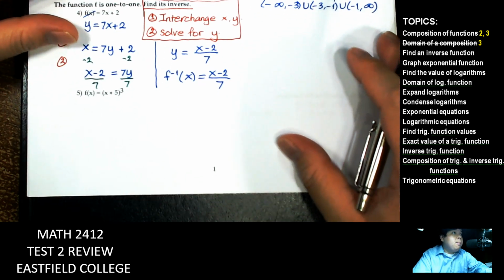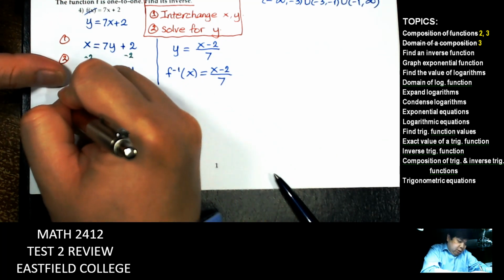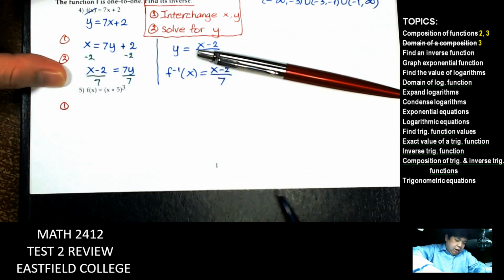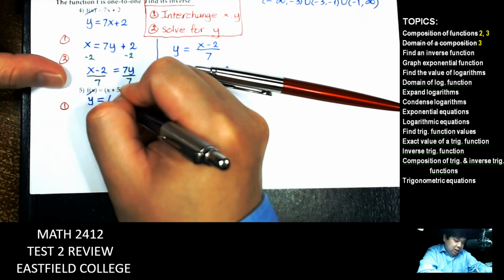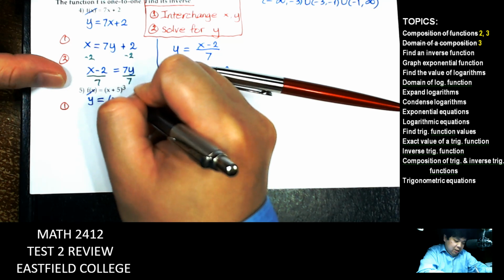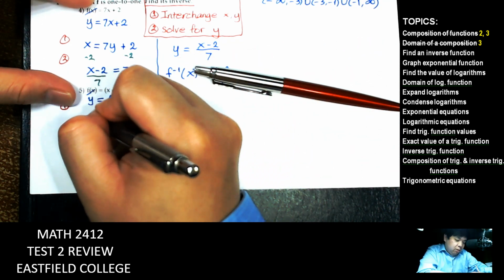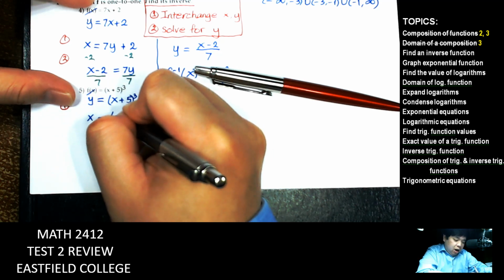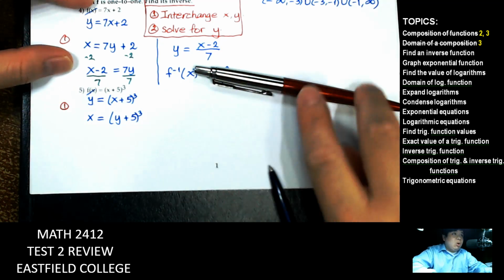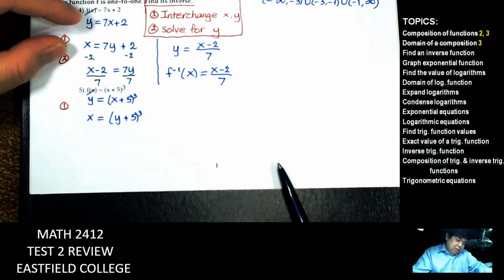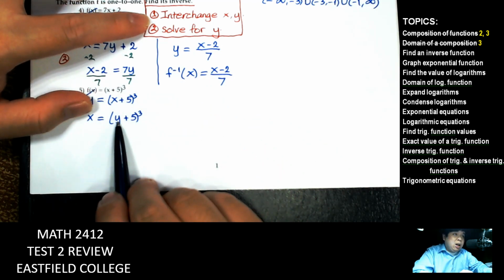Right. This one too. So first step, we replace with y. So we have y. The first step is y becomes x and x becomes y. And then we solve for y. So get the y by itself.